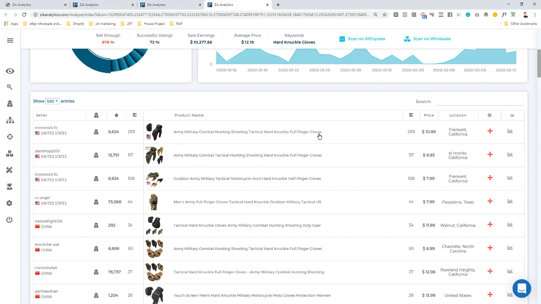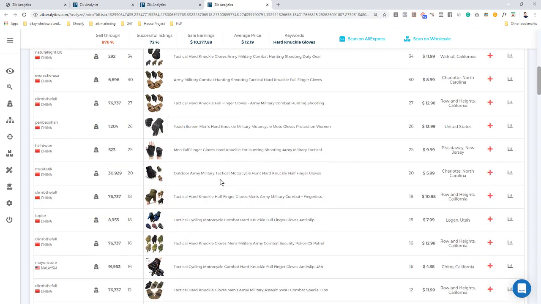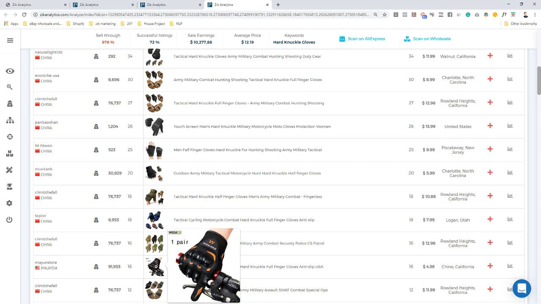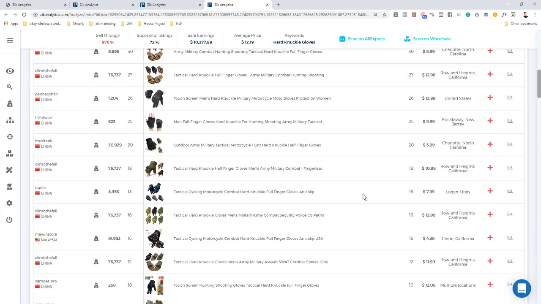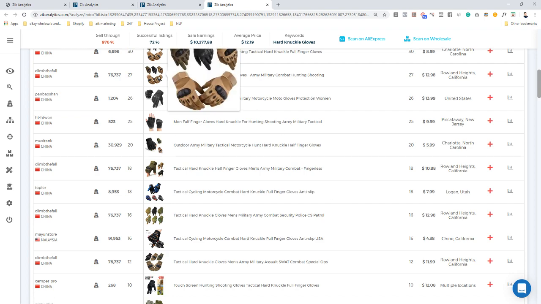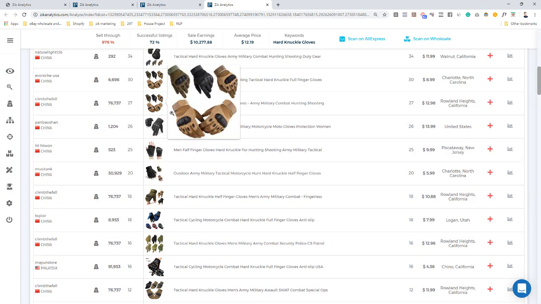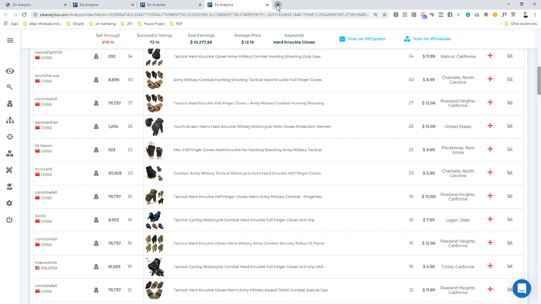Tactical hard knuckle full finger gloves. Everything is with army, military, combat, hunting. Everything is related to the military tactical. Oh, here you see, here is also military tactical motorcycle hunt. So here it's also motorcycle. But this is what we're trying to do, okay? We're trying to find this gap and this opportunity, and we're going to check it now in the suppliers. There is a possibility that if you look for hunting gloves, it will be more expensive, but for biking it will be cheaper. Let's take a look at our research.